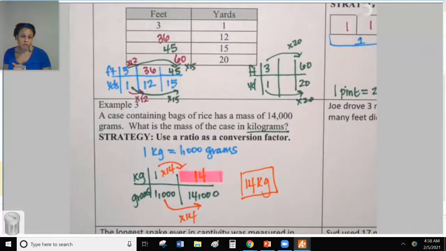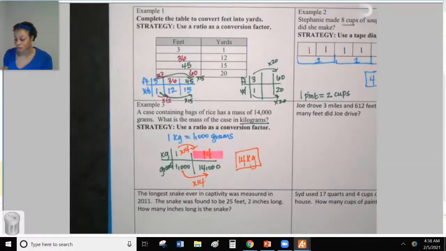Okay, so we've looked at how to use a ratio table. We've looked at how to use a tape diagram, and we've looked at how to just set up a basic conversion factor. Okay, so this is 3 ways that you can solve conversions. You can mix and match them. You can choose whichever one you find the easiest for you.